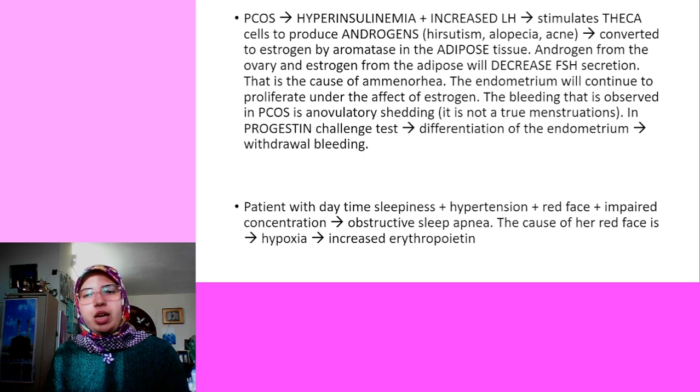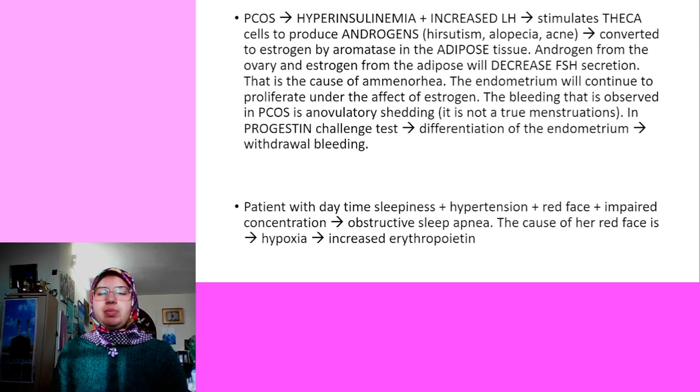Androgen from the ovary and the estrogen from the adipose will decrease FSH secretion. That's what causes amenorrhea. The endometrium will continue to proliferate in these women under the effect of estrogen, but bleeding needs to occur when the progesterone starts to increase. But what you can do is something called a progestin challenge test. So that's going to cause differentiation of the endometrium, and then when you stop the progestin, it's going to cause withdrawal bleeding. That's one way to diagnose PCOS.